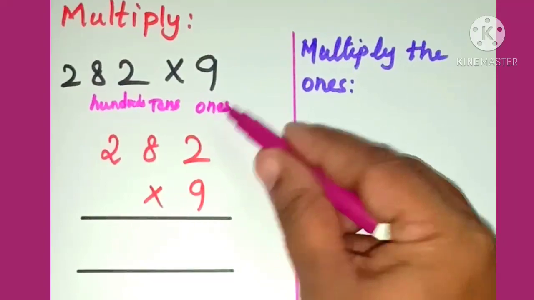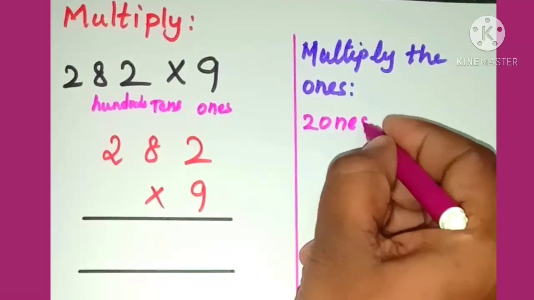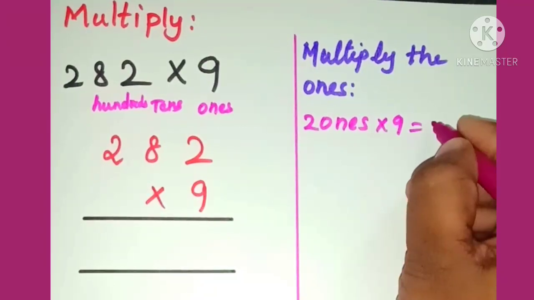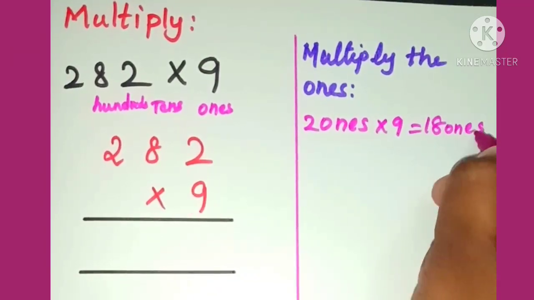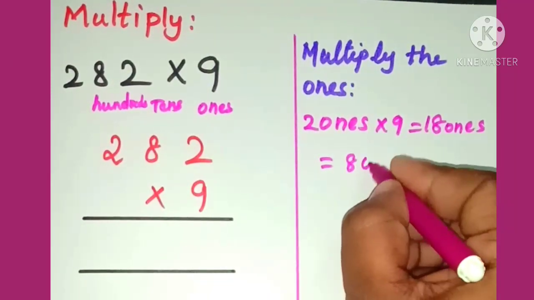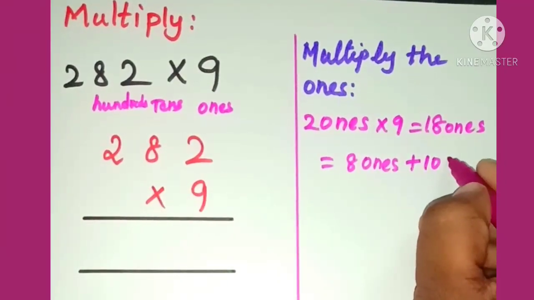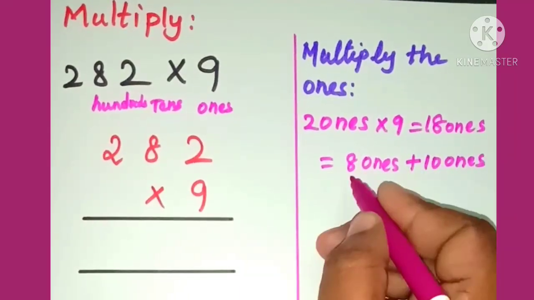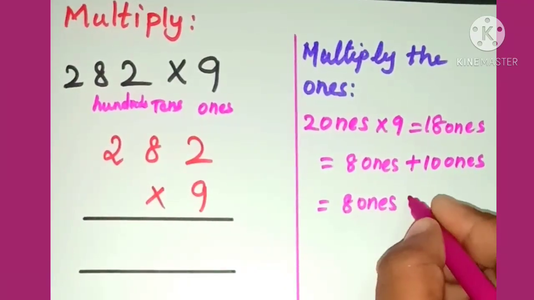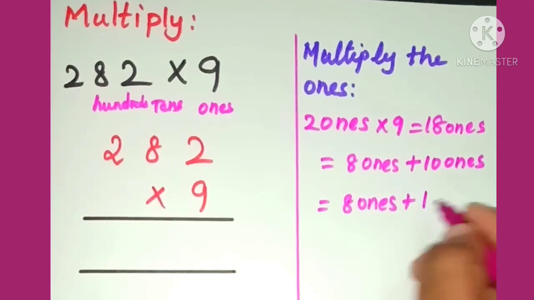So 2 is in the ones place. So 2 ones into 9 gives 18 ones, isn't it? So we can write it as 8 ones plus 10 ones. We can split 18 ones as 8 ones plus 10 ones, and 8 ones plus 10 ones is 18.